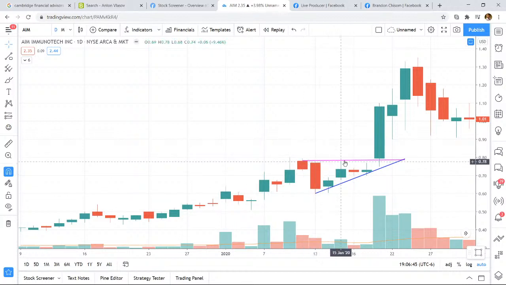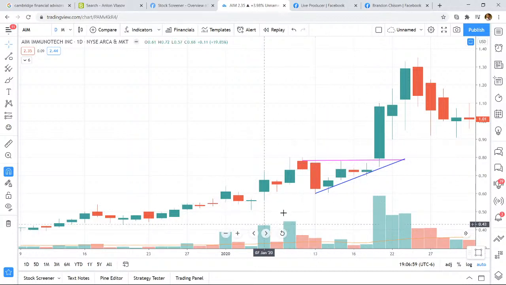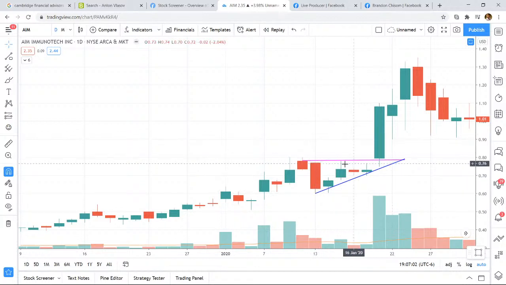So you have a constant resistance point that it can't go past, and you have an ascending support area where it can't go lower. So when you have ascending support and you have a static resistance point that's been touched multiple times, that is your clue that the stock is bound to break out at some point in time. Like I said, the closer it gets to the pinnacle of the triangle of the wedge, it'll break out.